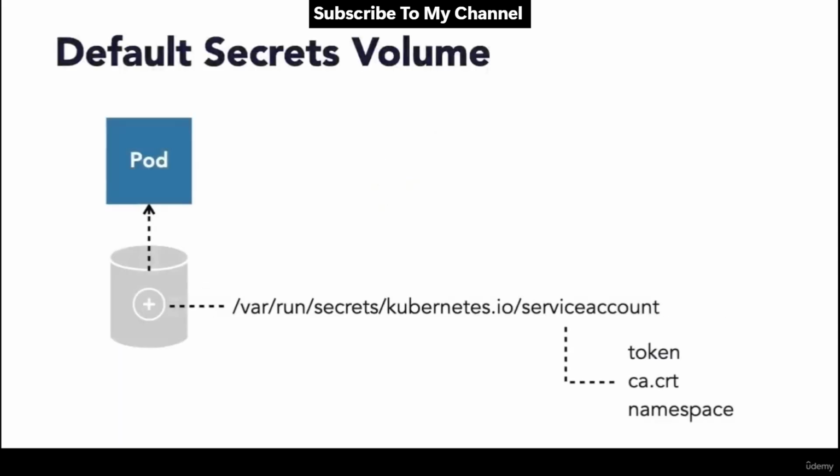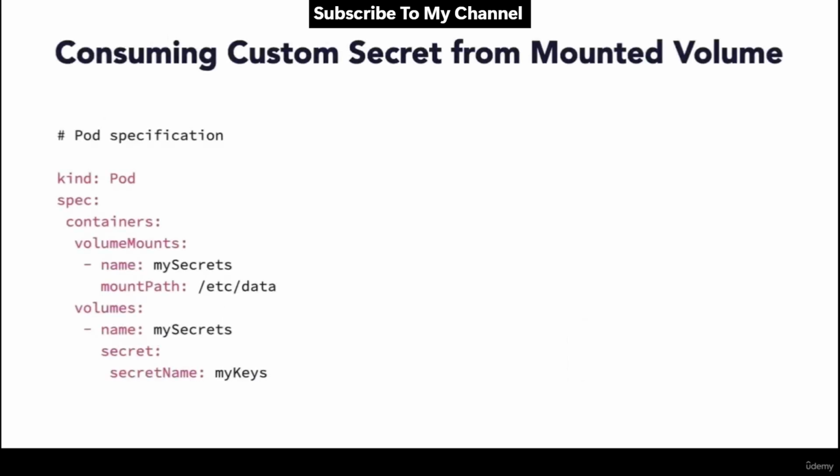One common example of using secrets is that every pod gets a secret volume automatically mounted. This secret volume stores all the information the pod needs to securely communicate with the API server. But for your application and use case, you're going to be creating and using custom secrets. So let's take a look at how your pod can consume your custom-made secret. You modify the pod specification to mount the secret volume, which in this case is my secrets. And next, you specify your secret, which in this case is my keys.